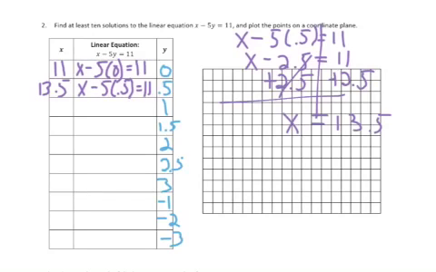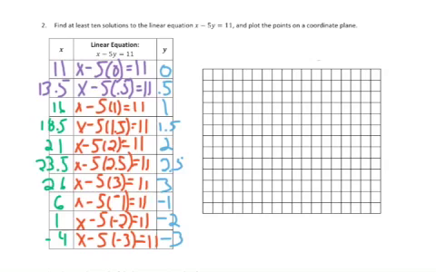I want you to try the rest of these on your own, and then pause your video, and when you have your x values, you can press play and see if you got them correct. If you did this accurately, these are the values you should have. Double check your work. If you did it incorrectly, remember you were doing x minus 5 times whatever your y value is equal to 11, and then you'd simplify and solve.